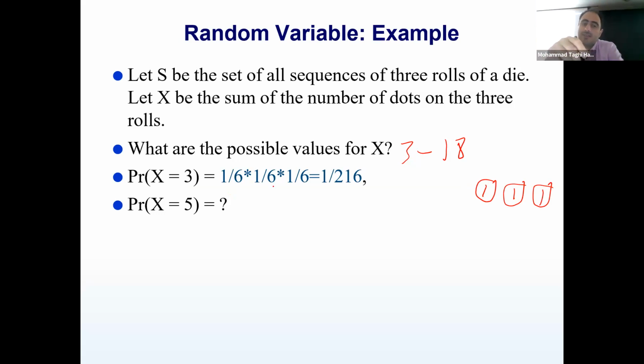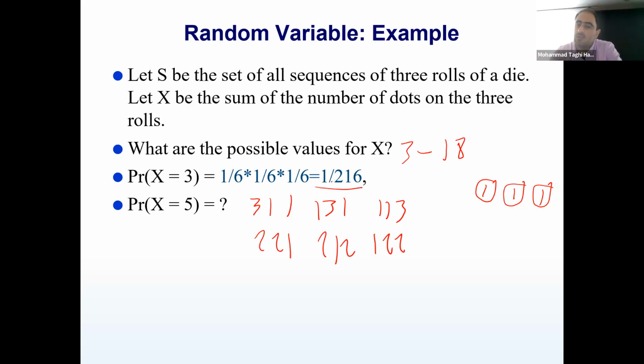But what about the chance that X is equal to 5? We need to consider all possibilities. So one possibility is that you have 3, 1, 1, then 1, 3, 1, or 1, 1, 3. So there are 3 of them that sum to 5. Are these all possibilities? No, because we can also have 2, 2, 1, 2, 1, 2, and 1, 2, 2. So there are 6 cases, and each of them is again 1 over 216. So it would be 6 over 216.